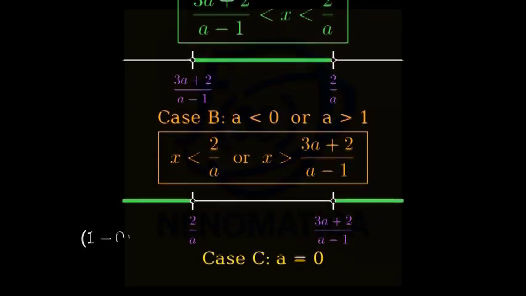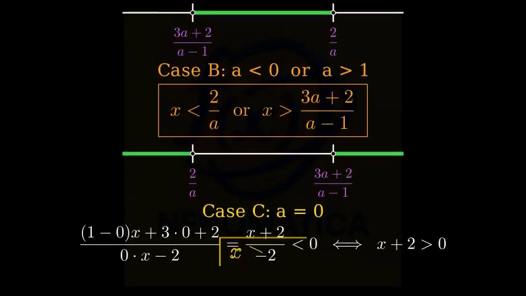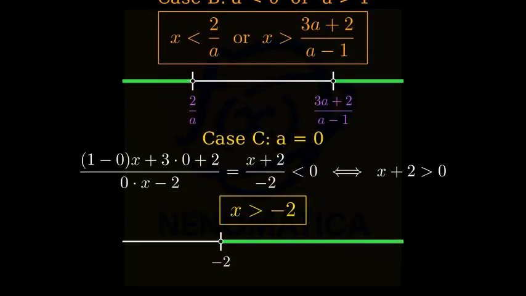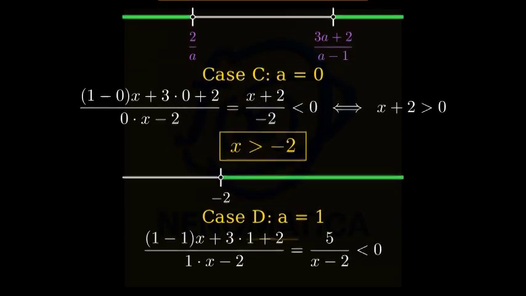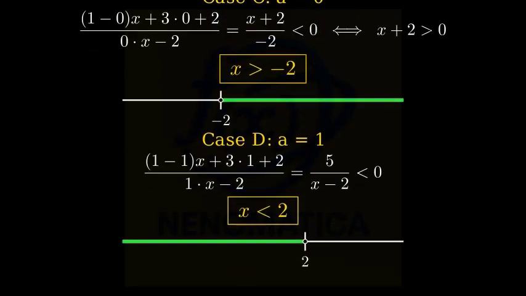Case C. When a equals 0, substitute directly. The left-hand side becomes x plus 2 divided by negative 2 less than 0, which is equivalent to x plus 2 greater than 0. Therefore, x is greater than negative 2. Case D. When a equals 1, the expression becomes 5 over x minus 2 less than 0. That is negative exactly when x is less than 2.